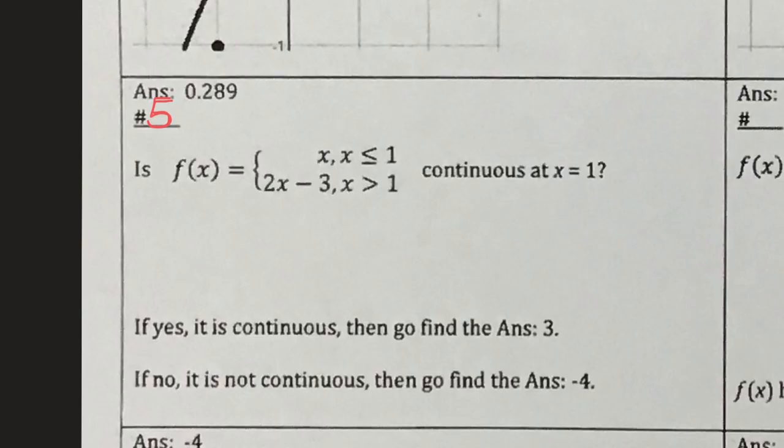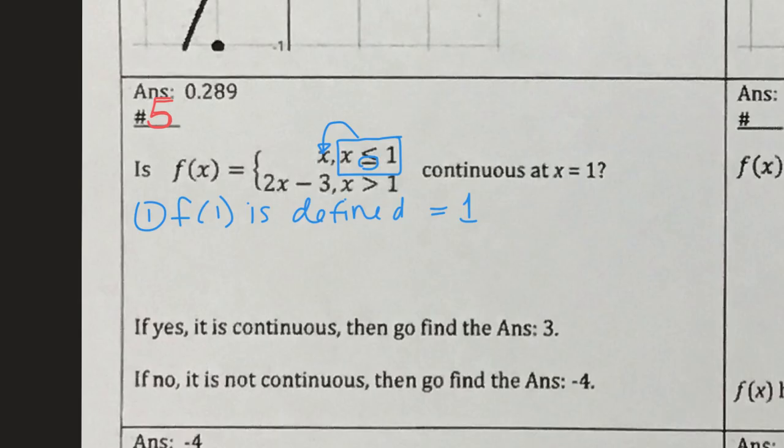So we have a 3-part definition for continuity. Number 1, does f of 1 exist? Okay, that's our first question. Then actually, it is defined. F of 1 is defined. We have an equal sign right here. So f of 1 is defined, and f of 1 equals 1, right? Because anything less than or equal to 1, the x value is the same as the y value. So f at 1 is positive 1. Okay, so first of all, f is defined.